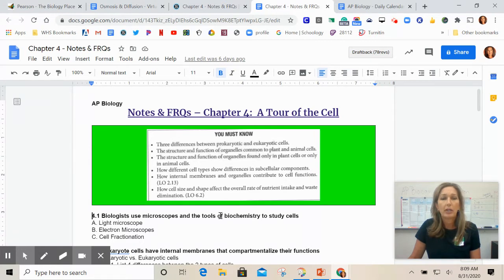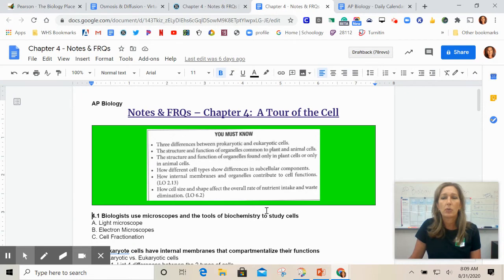So making sure we understand differences between prokaryote and eukaryote cells, also knowing the structure and function of organelles that are common in plants and animals, but then what's different in plants and animals is also important. But then also how form fits function when it comes to a cell, how your surface area versus volume affects the rate of nutrient intake, and how each cell is going to differ in what types of organelles and subcellular components it has.